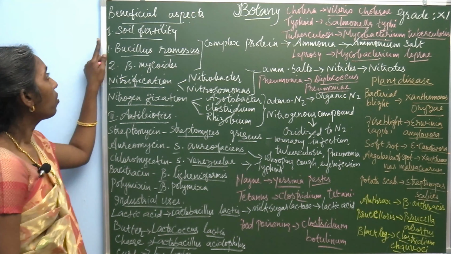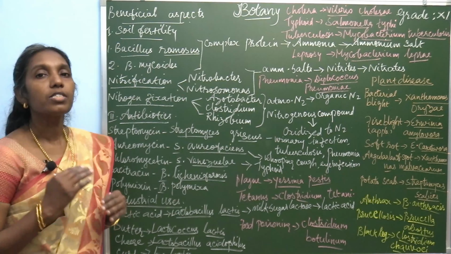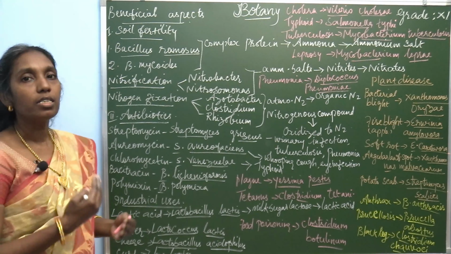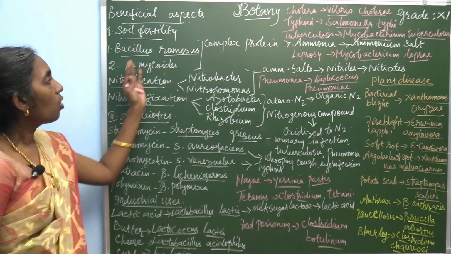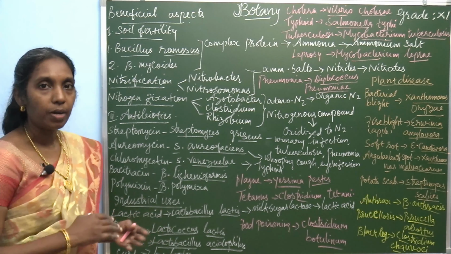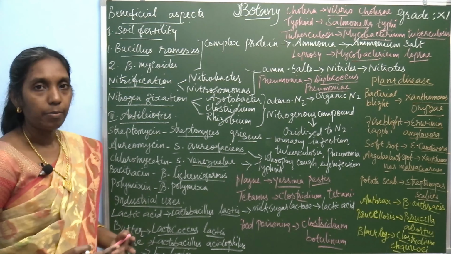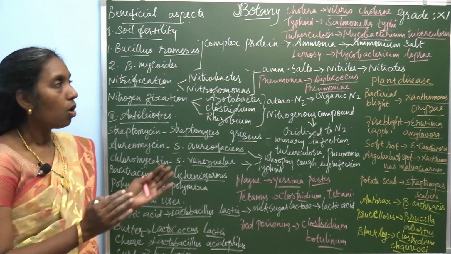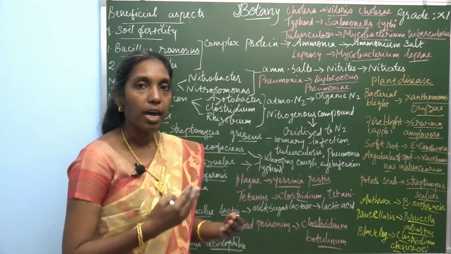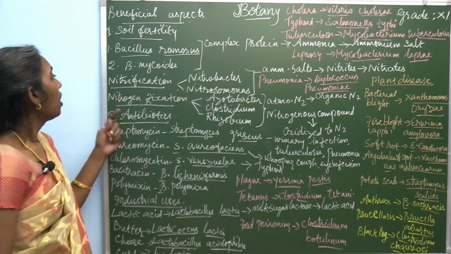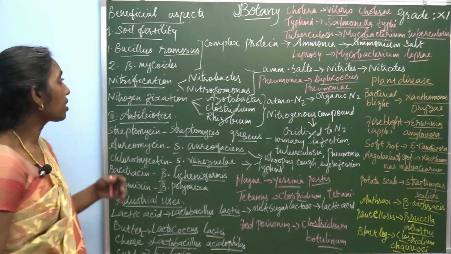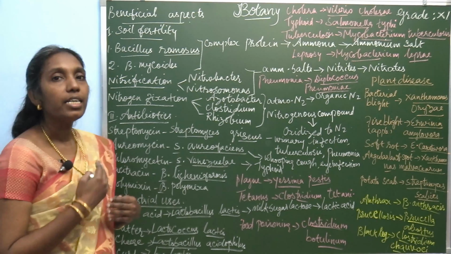First point you are going to learn, the beneficial aspect is soil fertility. How are bacteria useful to enrich the soil fertility? The complex protein substances, all the waste materials, waste remains of plants as well as animals, dead and decayed matter, all these complex substances are converted into ammonia and ammonium salt. Then these ammonium salts are again converted by the process of nitrification.